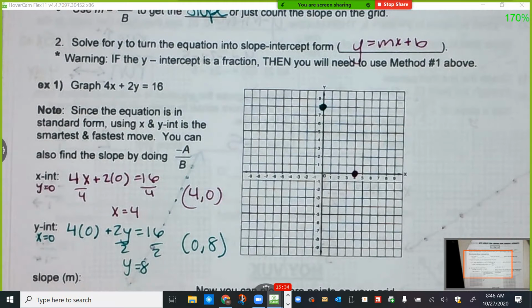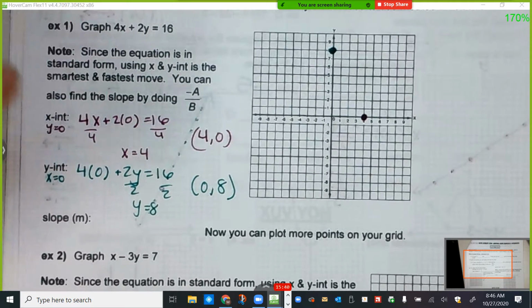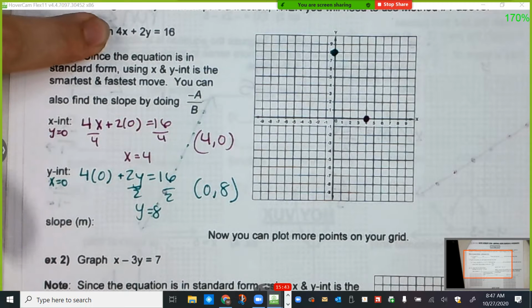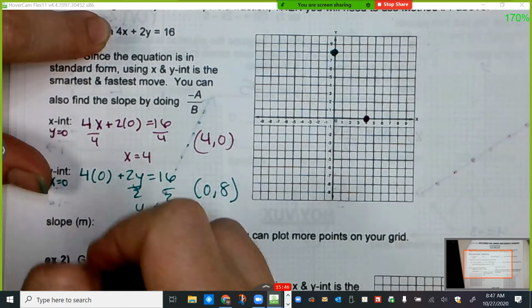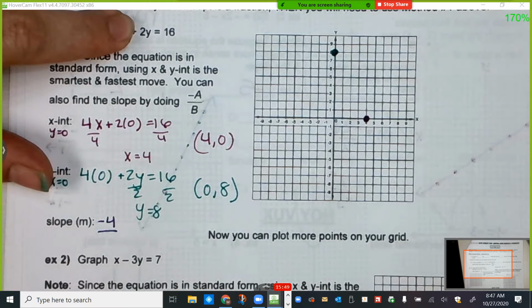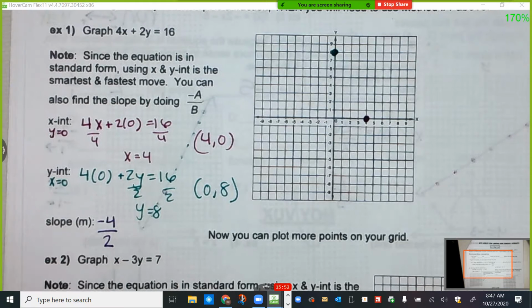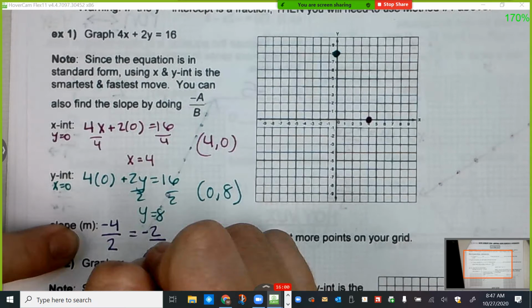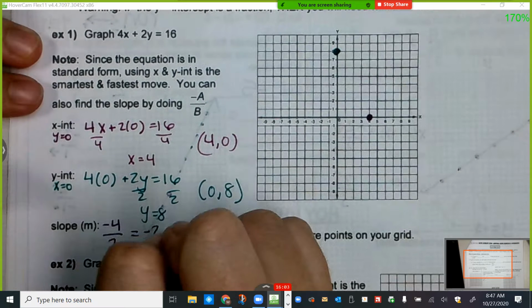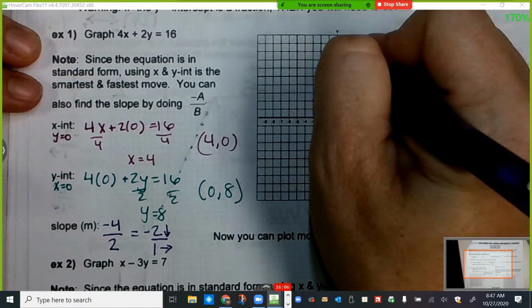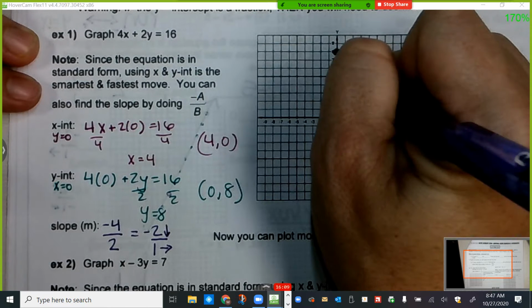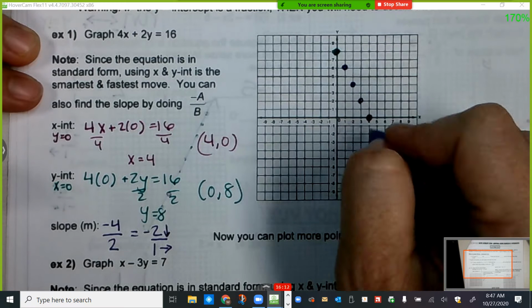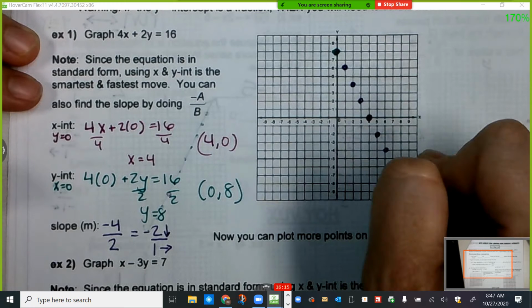Now, to plot all the points in between, you could do rise over run right here, or you can just do slope is negative a over b. What's a? 4. So negative 4 over b. What's b? 2. Okay, now what's that simplified? What's negative 4 divided by 2? Negative 2, but if we want to leave it as a fraction, what are we going to put on the bottom? 1. And now negative 2 over 1 tells me to go down 2, right 1. Down 2, right 1. Did it lead me back to the other point? Yes.